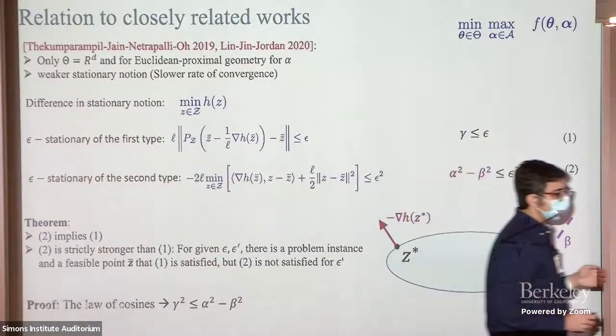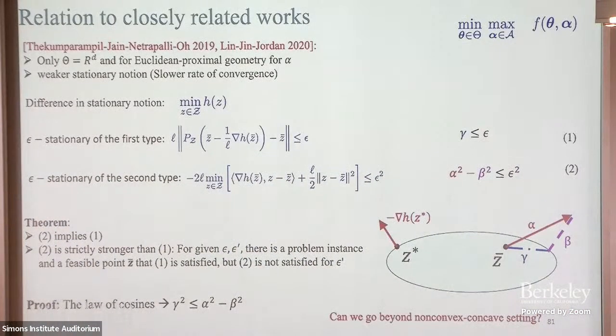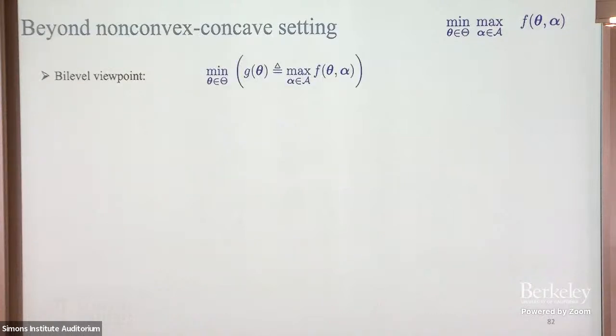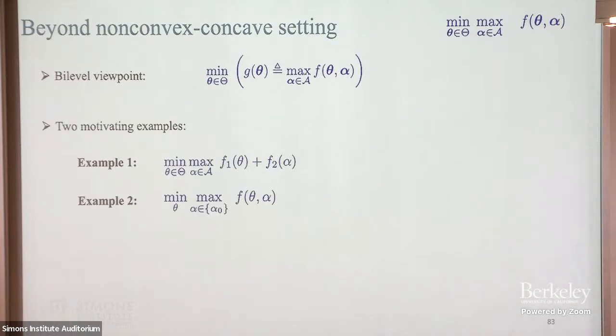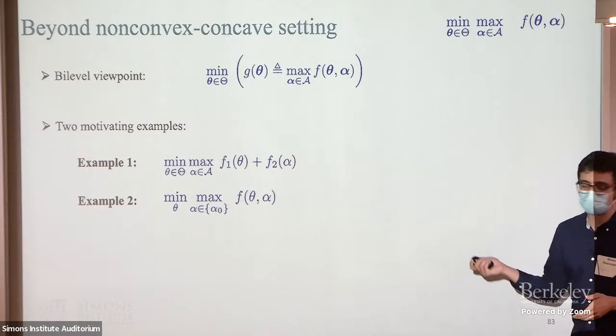So this was basically our result for the non-convex concave setting. Now the next question that I want to ask is how much can we go beyond the non-convex concave setting? Again, I'm looking at the bilevel viewpoint, and I'm using two simple motivating examples.